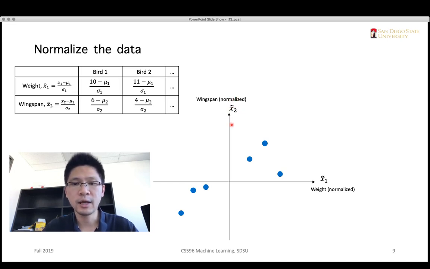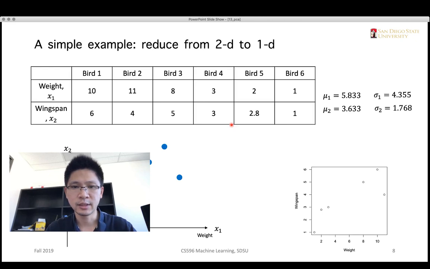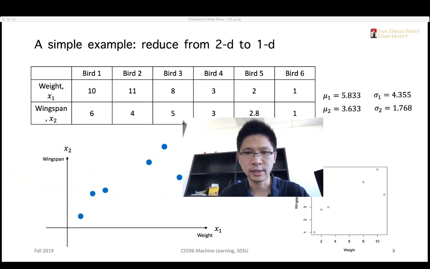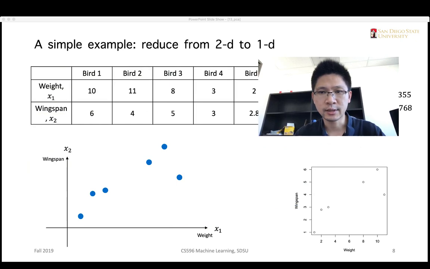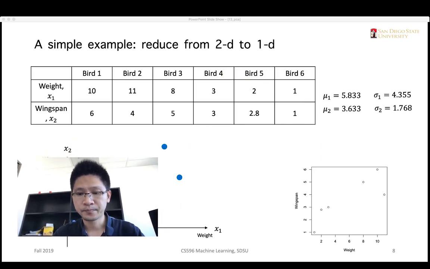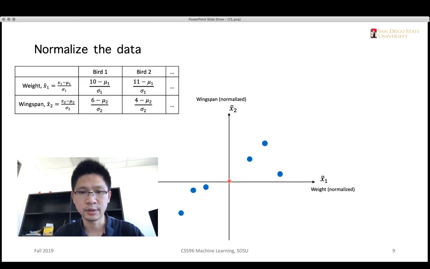Okay, so now if we plot these normalized data sets, you can see that basically the shape of the data points doesn't change as compared to the previous plots. Okay, in the previous plot, the data looks like this way. It looks like this way, and after we normalize the data sets, we just kind of move all the 6 data points into the position where they are centered around the 0 point here. Okay, so the shape doesn't change. We just move and scale the data points.